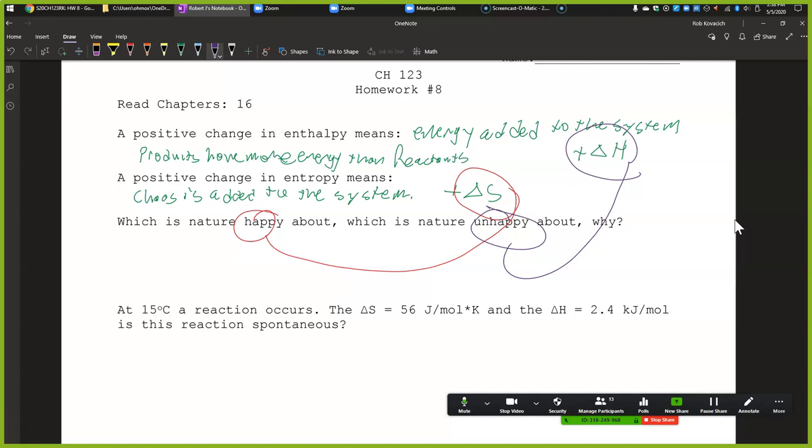Okay, so in this case, since I'm increasing the amount of chaos, nature's happy with that, right? And it is unhappy that the system has gained energy. So it's looking for a negative delta H and it's getting a positive delta H. Everybody good with that?